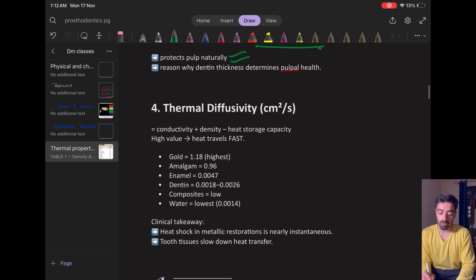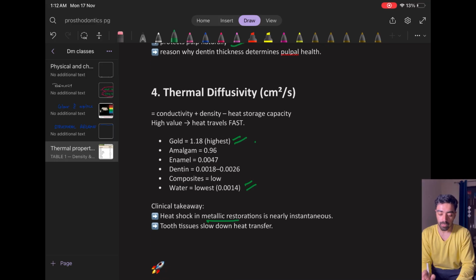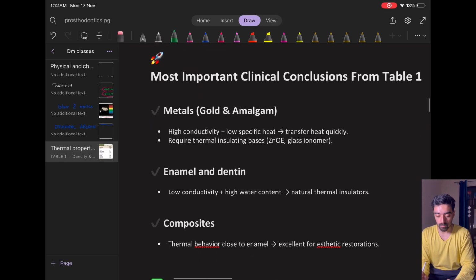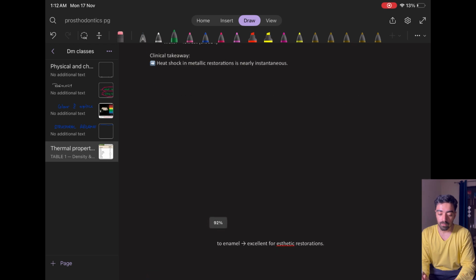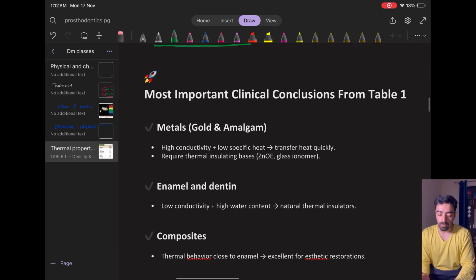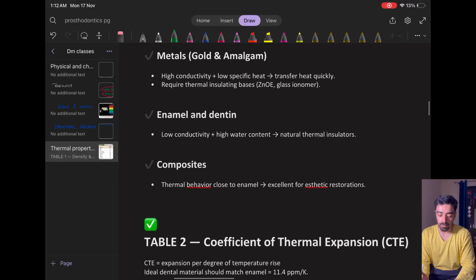Now coming on to thermal diffusivity, gold has a very high thermal diffusivity, water has the lowest. Heat shock in metallic restoration is nearly instantaneous because the speed with which heat reaches, which is actually thermal diffusivity, is very high in gold. जैसे ही गर्म चीज टच करेगी, it will instantaneously run towards pulp. बट वाटर का ये बहुत लो है. मतलब अगर आप वाटर को एक तरफ से हीट करते हो, दूसरे पॉइंट तक इतना जल्दी नहीं पहुंचेगी हीट. And as always, tooth tissue slows down heat transfer. See, all this we have learned, that high conductivity and low specific heat.